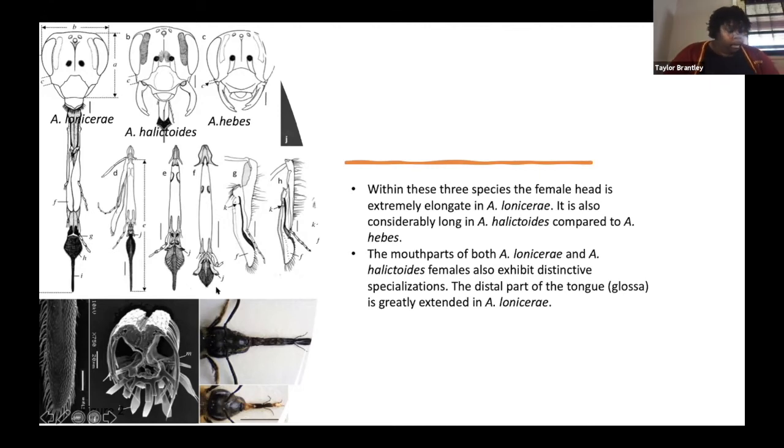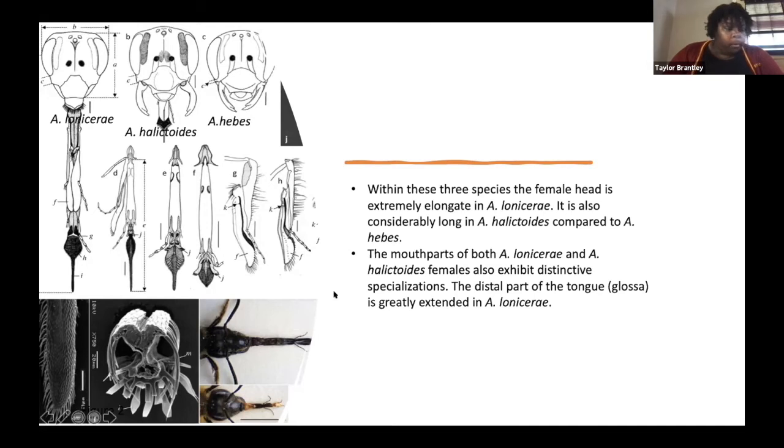It should be noted that among approximately 1,500 species of the genus Andrena, A. lanicerae and A. halictoides are the only two species possessing an elongate distal portion of the glossa, hence their placement in the subgenus Stenolomelissa. The paraglossa covering the basal part is rudimentary in both A. lanicerae and A. halictoides.